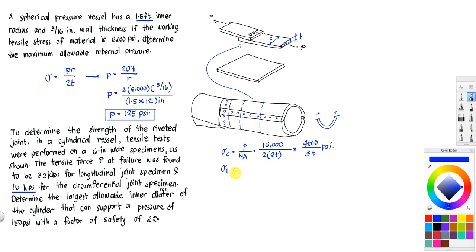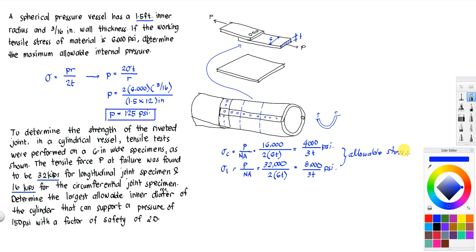How about for longitudinal? Again, two specimens were made, one circumferential and one longitudinal. So likewise, we have P all over NA. But this time, this is 32,000 all over the factor of safety multiplied by the area, which is 60. That is equal to 8,000 all over 3T PSI. Again, these are all allowable stresses, or that is the capacity.